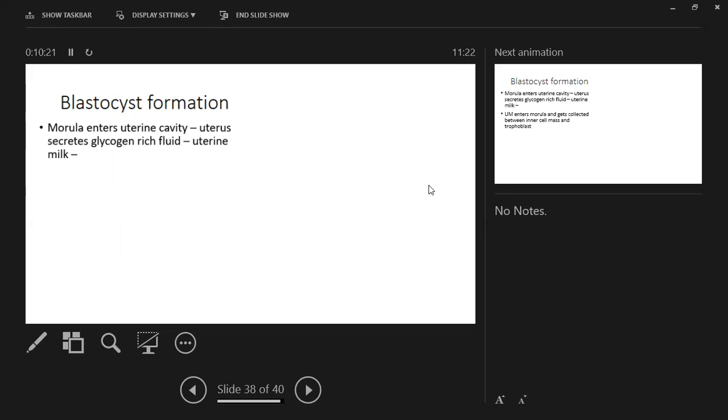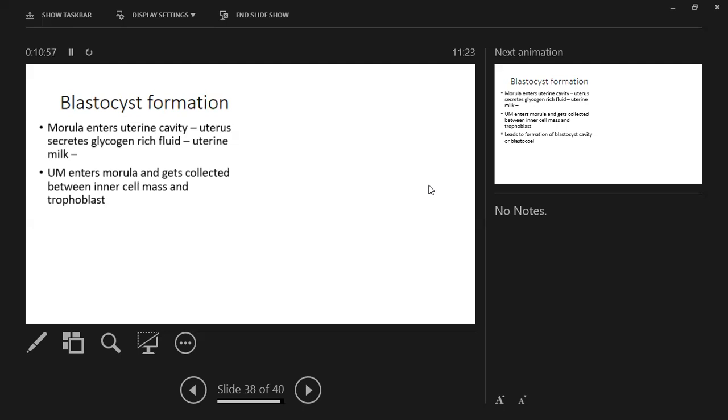So the morula is entering the uterine cavity. There will be a cavity, a pit somewhere in which the morula will enter. The uterus will secrete a glycogen-rich fluid called uterine milk. There will be a liquid which is secreted. Now this uterine milk enters the morula and gets collected between the inner cell mass and the trophoblast.